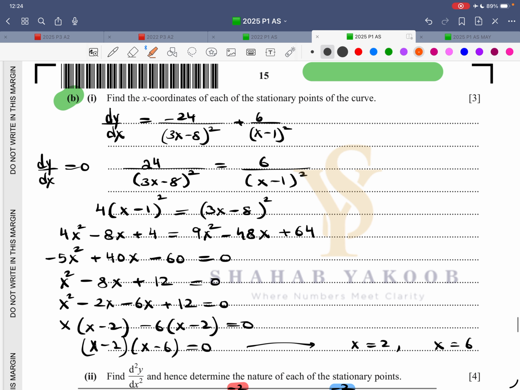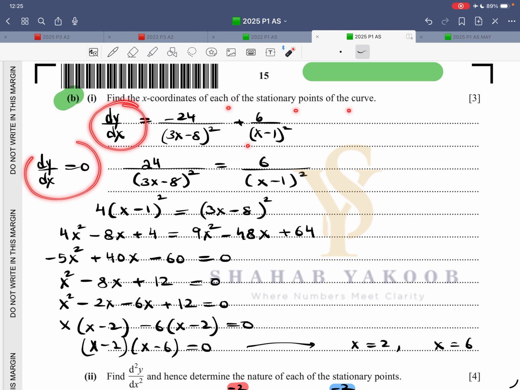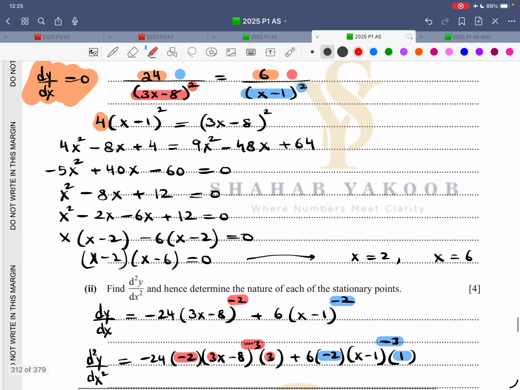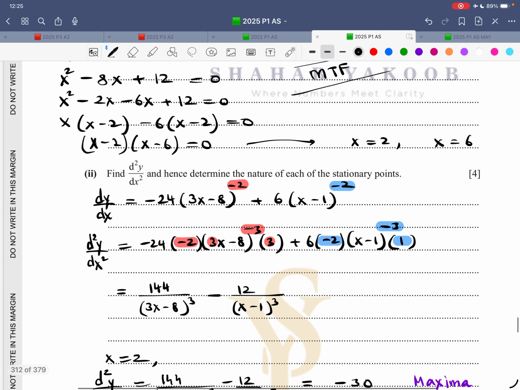The next one, find the x coordinates of each of the stationary points. dy by dx equals 0, that is the concept of a stationary point. So when dy by dx equals 0, this thing is transferred to the other side. The negative cancels out. Now also focus on this one, 24 divided by 6, that gives me 4. Also focus on this. This x minus 1 whole square goes over here, and this 3x minus 8 whole square goes on this side. Again, middle term factorization, that is part and parcel, happens every time. And we get two values of x. One value is 2, the other value is 6.